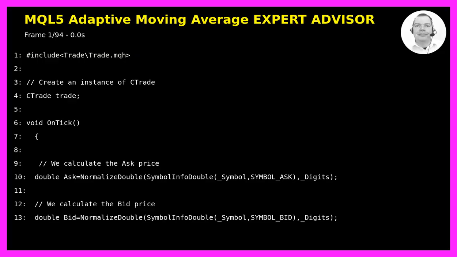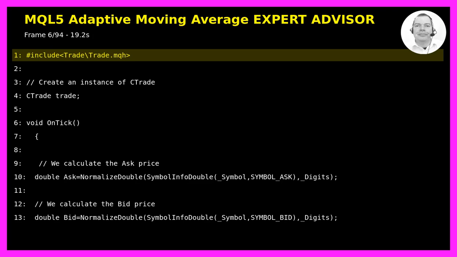In this video, we are going to create an expert advisor that uses the adaptive moving average indicator to generate buy and sell signals. Let's see how we can do that. We start MetaEditor by clicking the little icon or pressing F4. This opens the MetaEditor where we can write our MQL code.